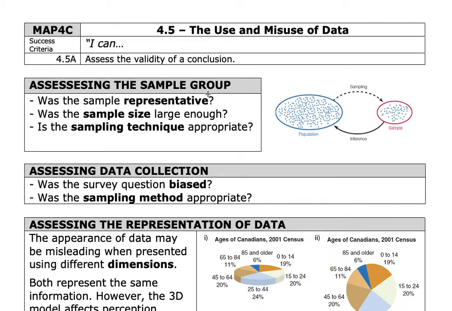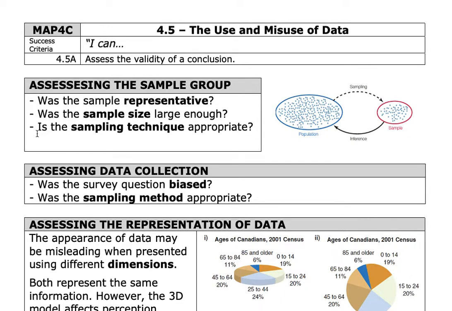Was the sample representative? A sample is representative if it has qualities that are similar to the population, meaning that the proportion of members in the sample are similar to that of the population. The sample size must also be large enough. In small sample groups, we can have a lot of fluctuation in the statistics that are representing the population. So a larger sample will be more reliable research. We're getting closer to the actual values of the population.